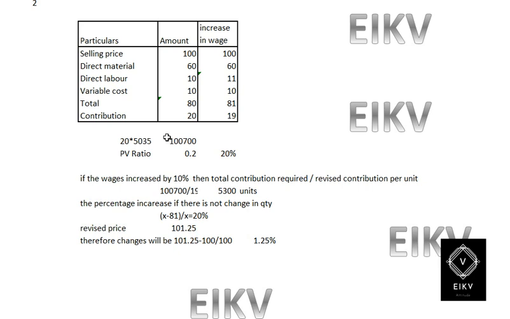Therefore the contribution received on 5035 units will be 20 into 5035, which gives about 1,07,000. The total contribution at the present level is 1,07,000, which means 20 into 5035 units. Therefore the PV ratio will be 20 divided by 100, which gives a PV ratio of 20%.